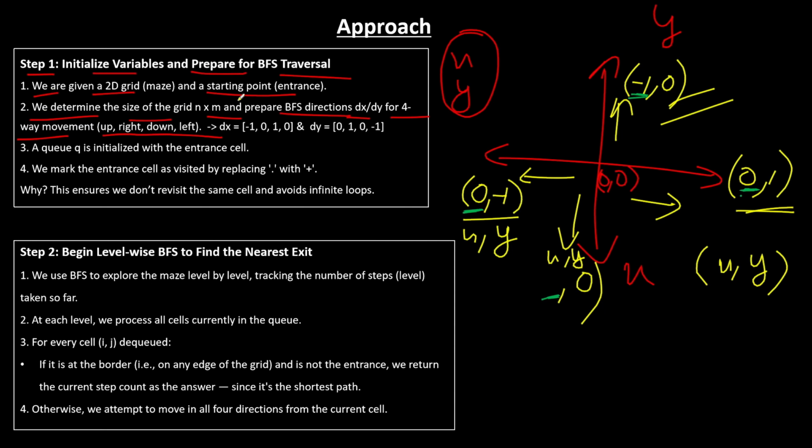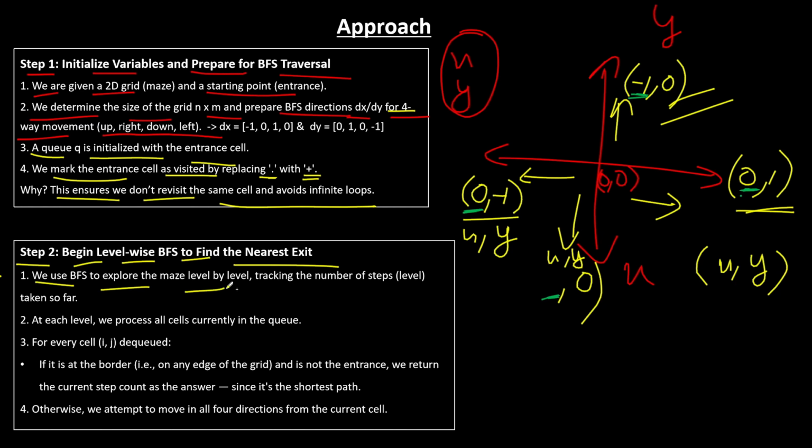And here, you could see the four-way movement, right? And a queue is initialized with the entrance cell. It is a common practice of BFS. We mark the entrance cell, basically replacing dot with a plus sign. This ensures we don't revisit the cell and avoids infinite loops. Now, step two, begin level-wise BFS to find the nearest exit. Basically, we do the BFS traversal in this particular step.